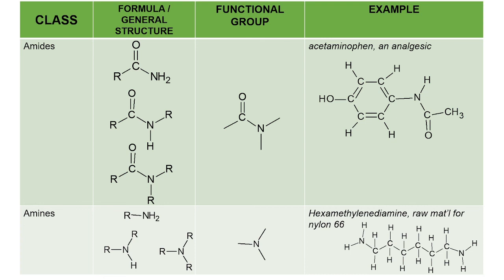And also we have amines. We also have the three different types of amines. We have the primary, this is the secondary, and this is the tertiary. Primary, secondary, tertiary. Same with this, the primary, secondary, tertiary amides.